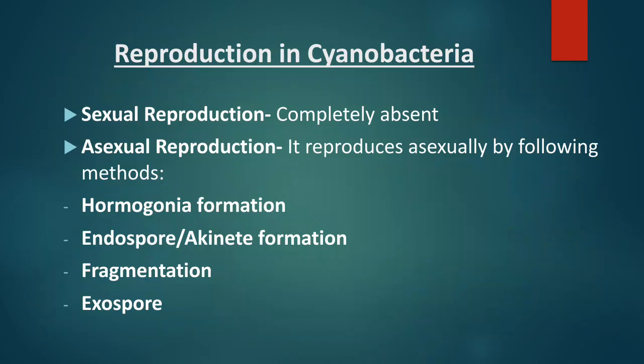Reproduction in cyanobacteria. Sexual reproduction is completely absent. Asexual reproduction occurs by the following methods: hormogonia formation, endospore and akinete formation, fragmentation, and exospores.